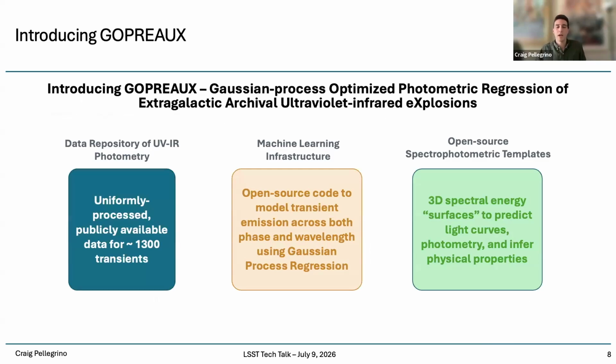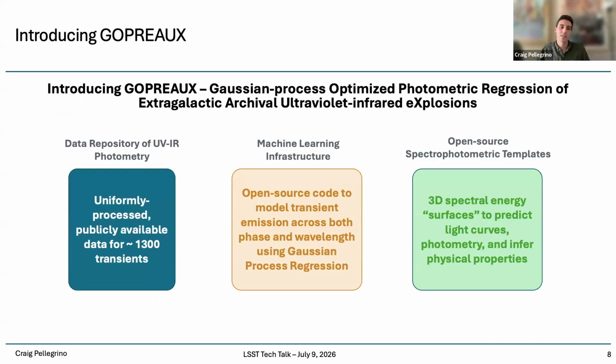So this is where this package called GOPREAUX comes in. To create these better spectral energy distribution, or SED, models of different types of supernovae, we've developed this package called GOPREAUX. GOPREAUX is a bit of a tortured acronym. It stands for Gaussian Process Optimized Photometric Regression of Extragalactic Archival Ultraviolet to Infrared Explosions. A bit of a mouthful, but it essentially consists of three different parts.